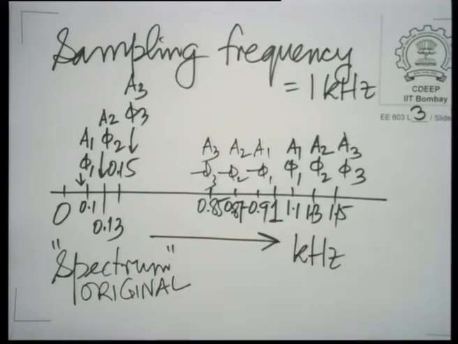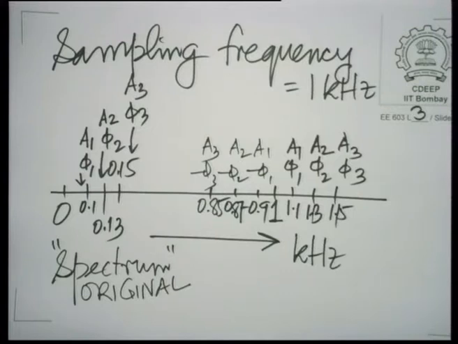So, let me repeat, what is a spectrum? Essentially, a spectrum is a Fourier transform. What is the physical meaning of the spectrum? The spectrum is essentially the collection of sine waves specifying the frequencies, amplitudes and phases.